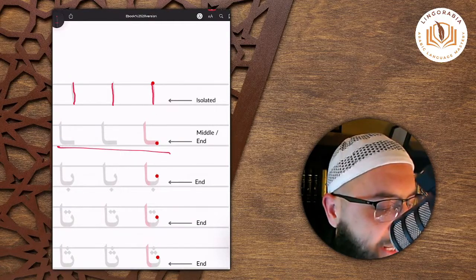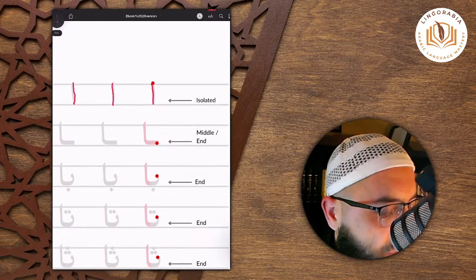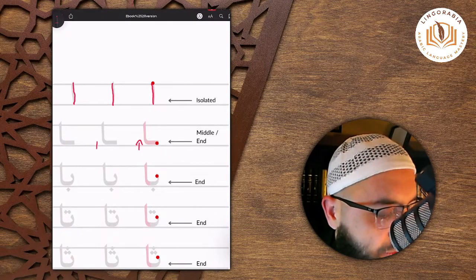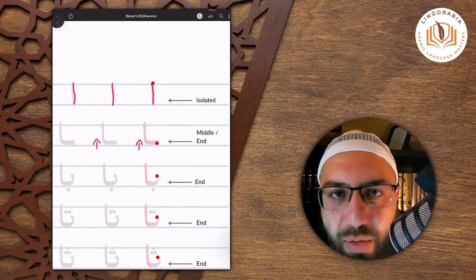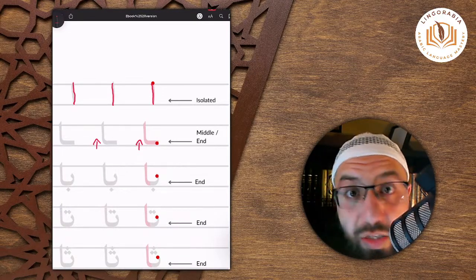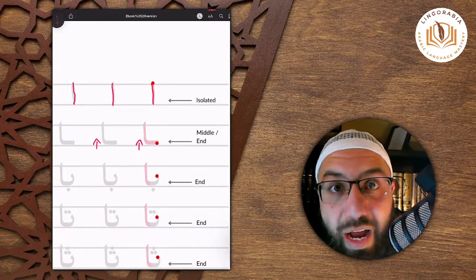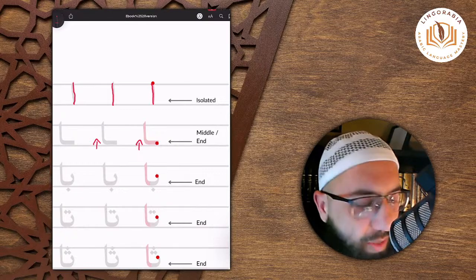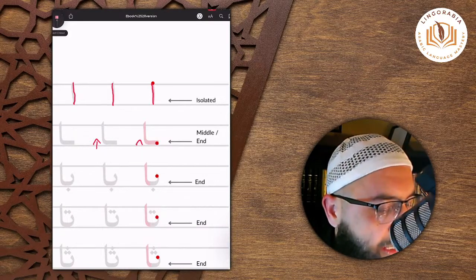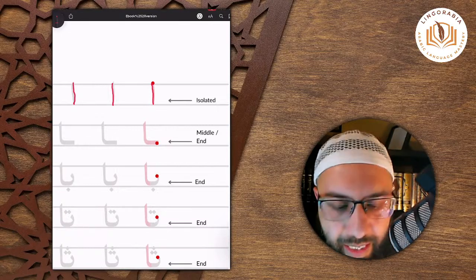Yes, because even if it was in the middle of the word, you cannot connect it with the letter after. So it's the same. At the end, it's not connected with a letter after because it's the end. And in the middle, it's not connected because it's one of the characteristics of the alif. Okay?